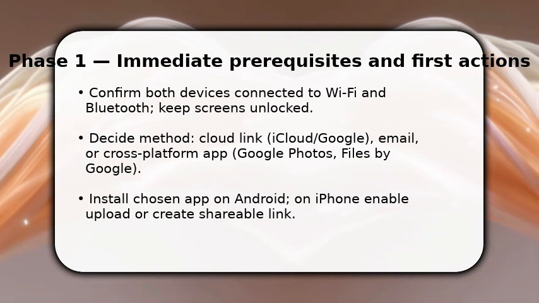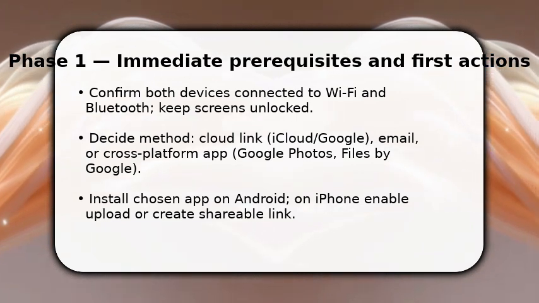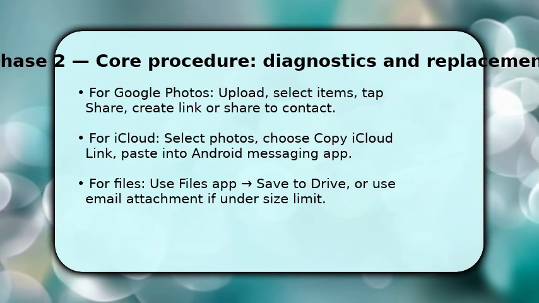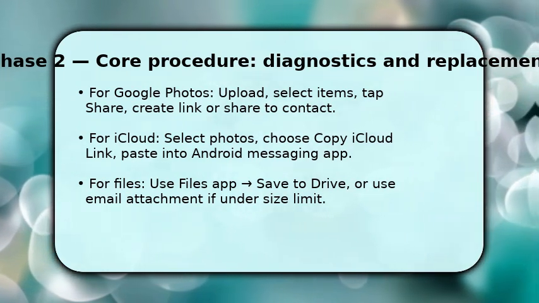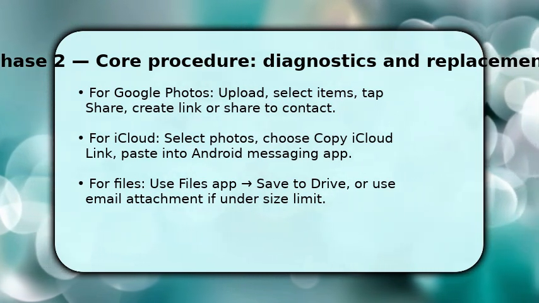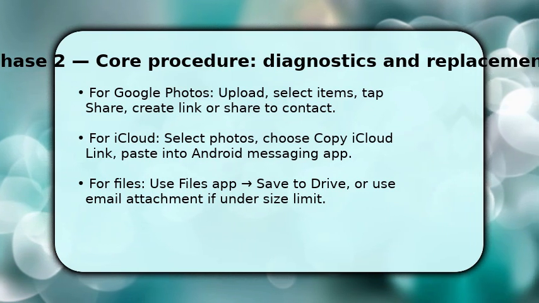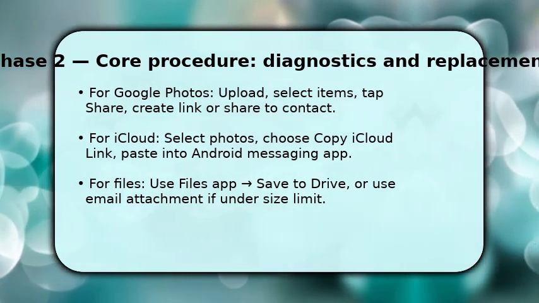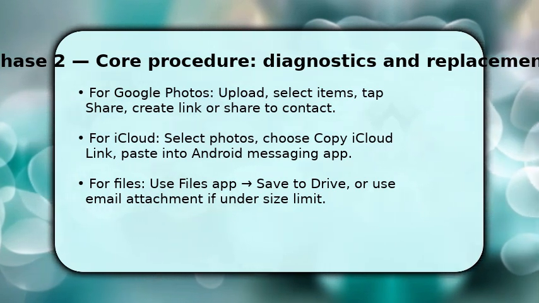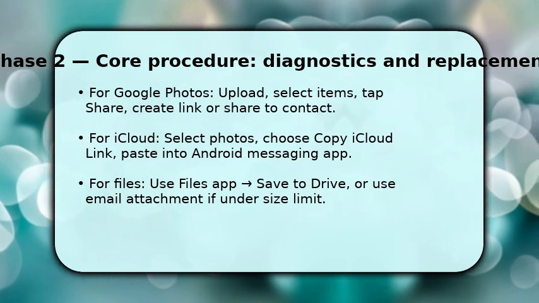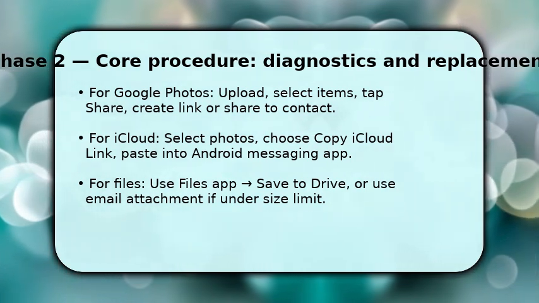Now execute the transfer. If using Google Photos, upload the selected media from your iPhone, tap Share, then create link, copy it. If using iCloud links, select photos in Photos, choose Copy iCloud link and paste into a message to the Android user. For documents, open Files, save to Google Drive or Dropbox, then share the file link. If the file is small, attach it to an email and send directly. Make sure you grant viewing or download permissions before sending.